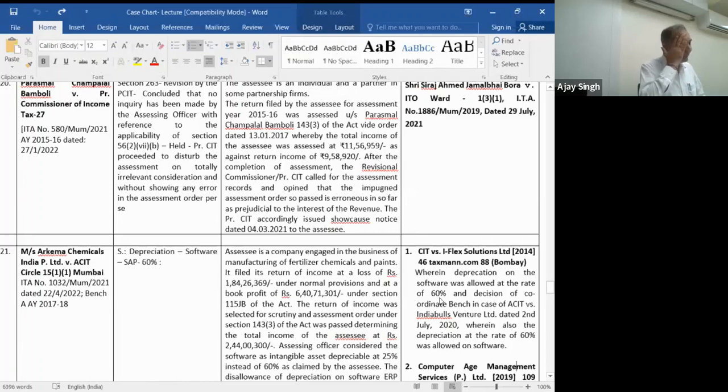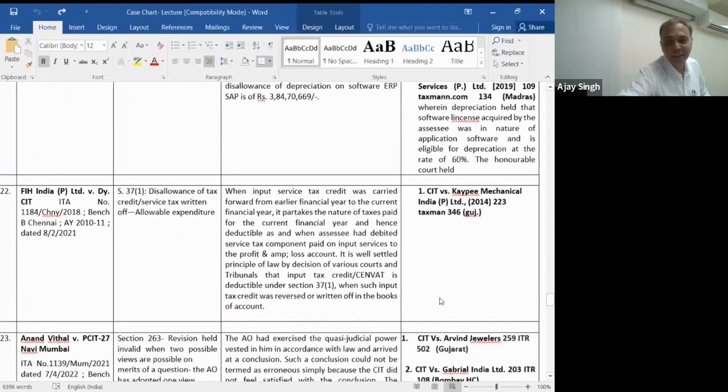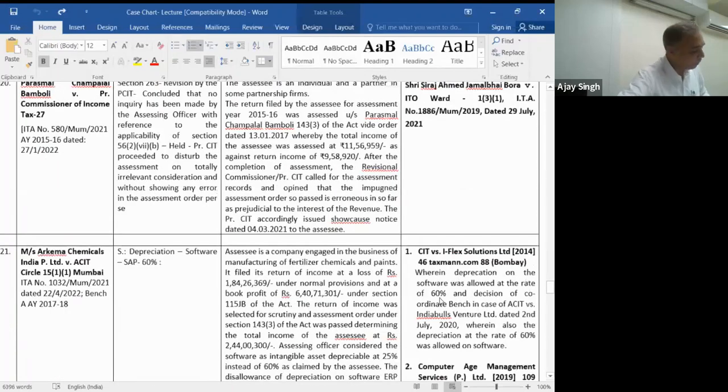Serial number 21 is a case in the area of software, SAP. Now SAP is a very costly software, and the case here was that because of the implementation, a big amount was invested by the SSC to acquire this software and program SAP. The assessing officer and the commissioner rejected the claim, on the ground that they tried to mention there is an application software and there is a system software.